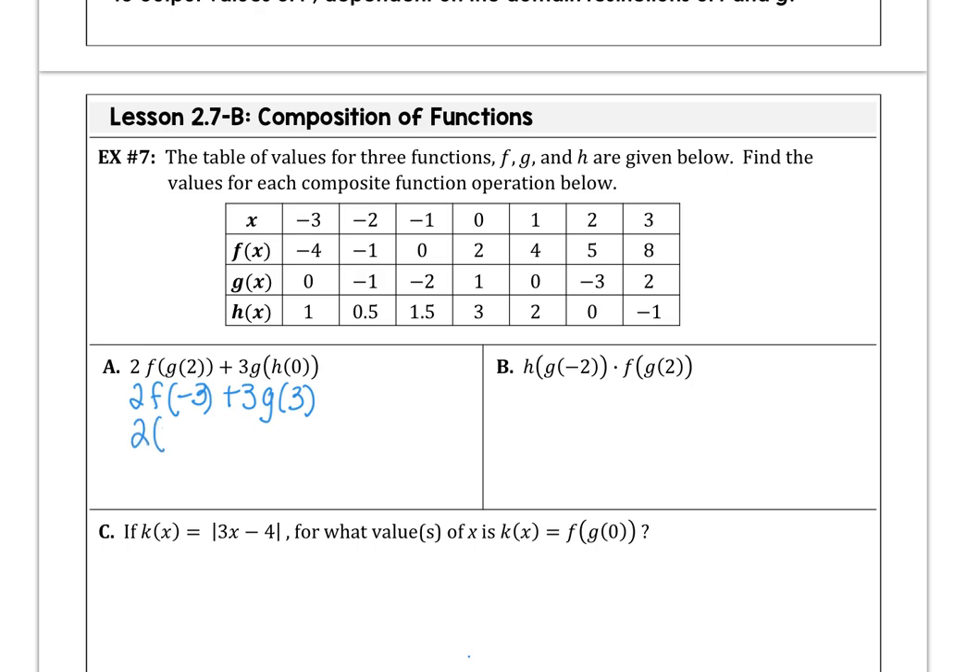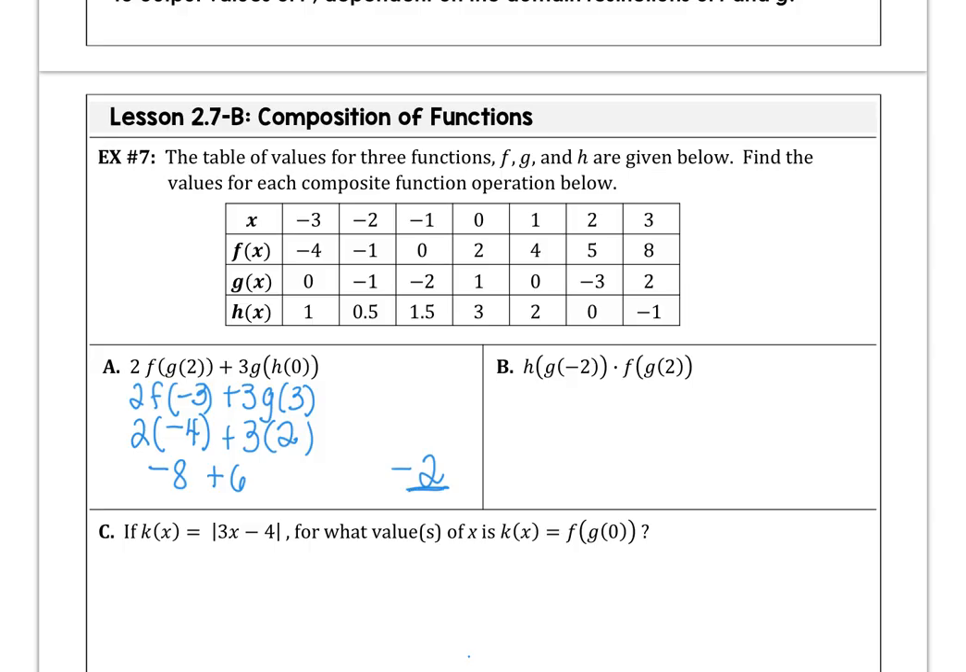So 2 times the f of -3, and then 3 times the g of 3. So on the g function, when x is 3, on the g of 3, we have 2. 3 times 2. That gives us 2 times -4 and 3 times 2, so -8 plus 6. Our final answer would be -2.